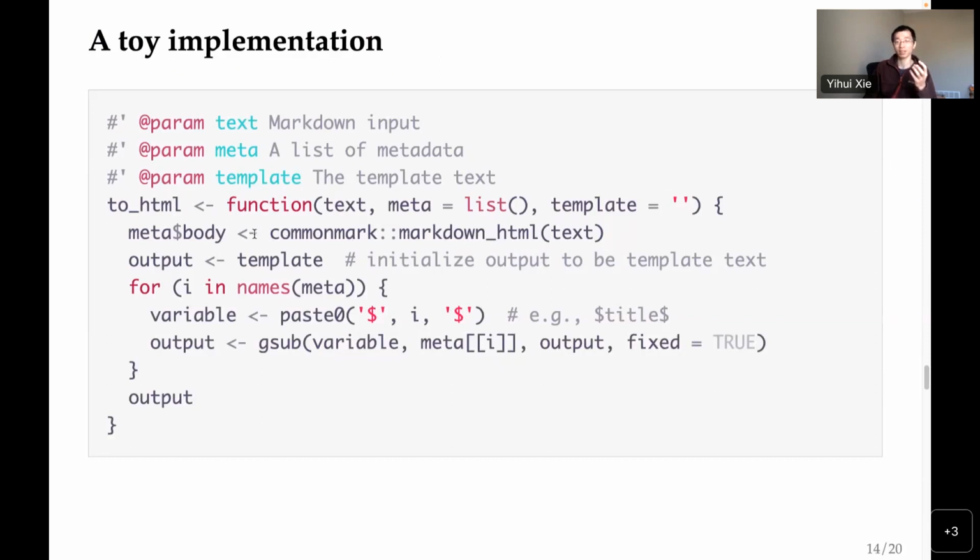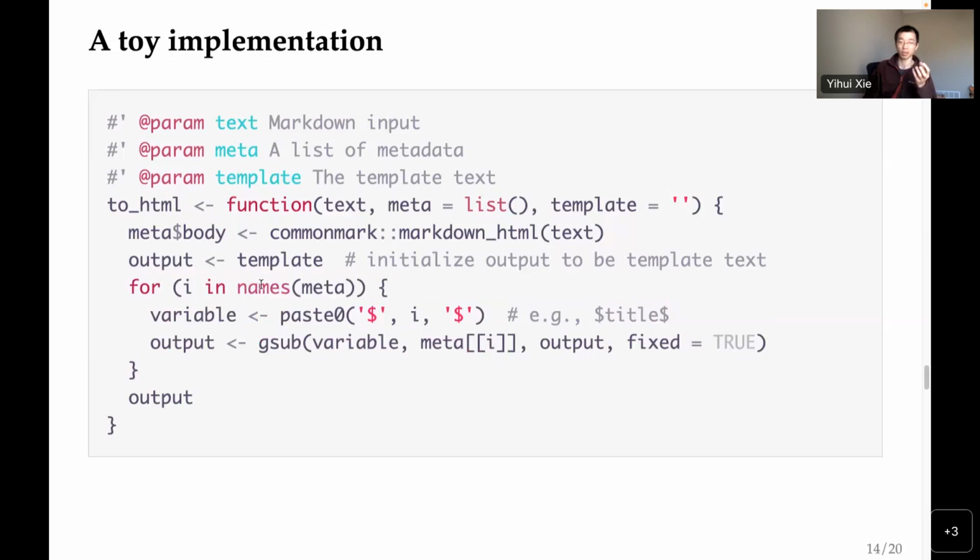The first step is that we can convert the Markdown text to the target format using the commonmark::markdown_html function. This generates the body of that document, and we store the body in the body variable in meta. And then we will use the template. So we initialize the output to be the template text for now. And then the important step in this function is this for loop here.